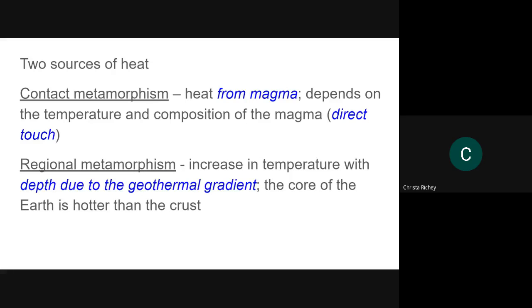Regional means that it's gone deep enough in the earth, and as I just showed you on the chart, as you go deeper into the earth, you have an increase in temperature. Regional metamorphism is the most common type. There are types of that, but this is the most common. As you go further down towards the core, where it's really hot, you're going to have an increase in temperature. And like I said, the continents increase quicker with depth than below the ocean.